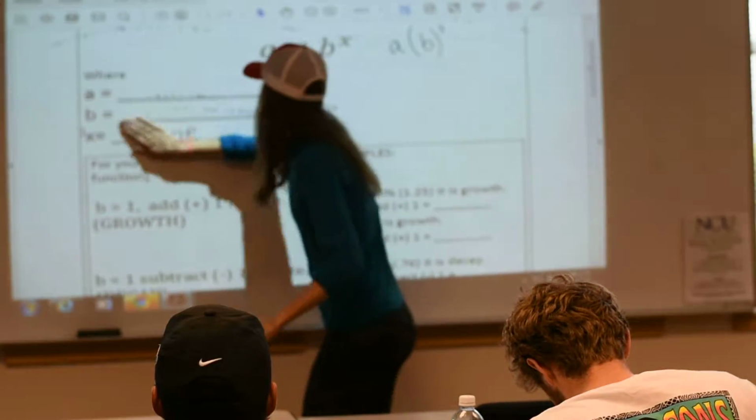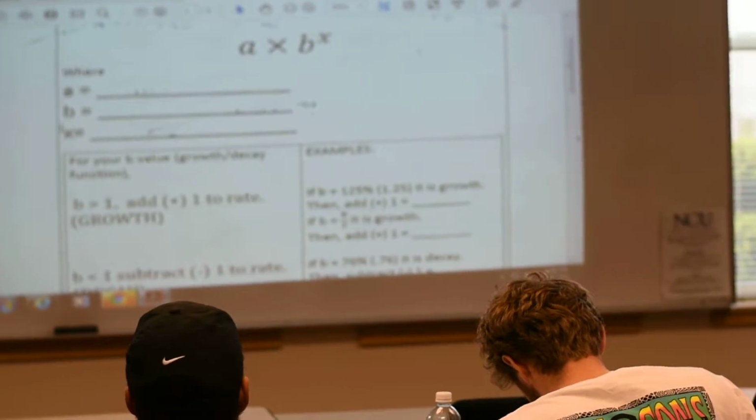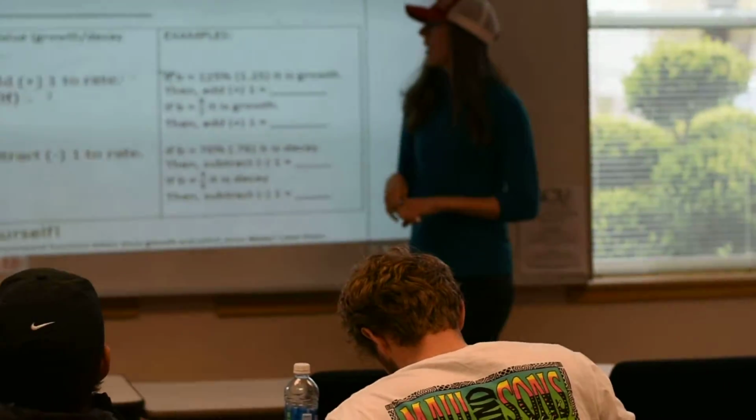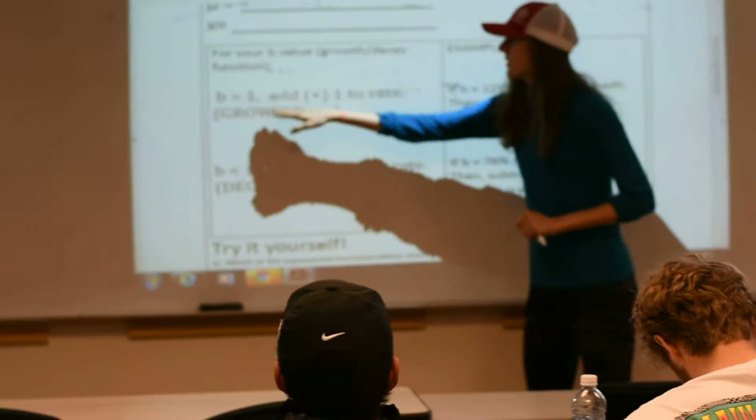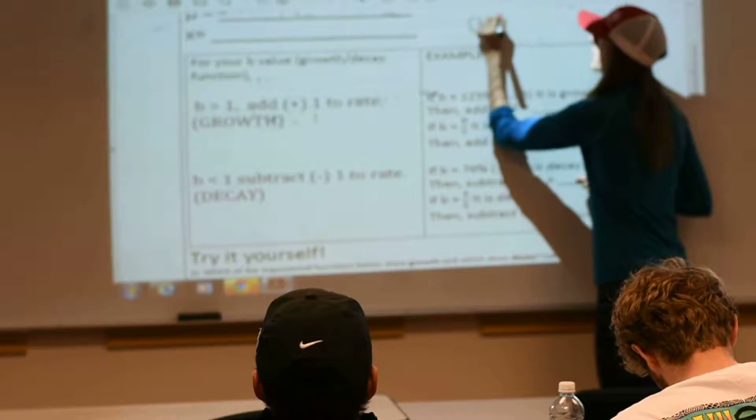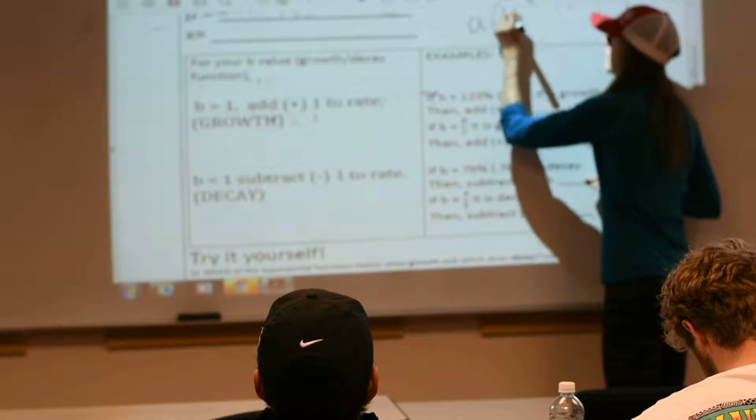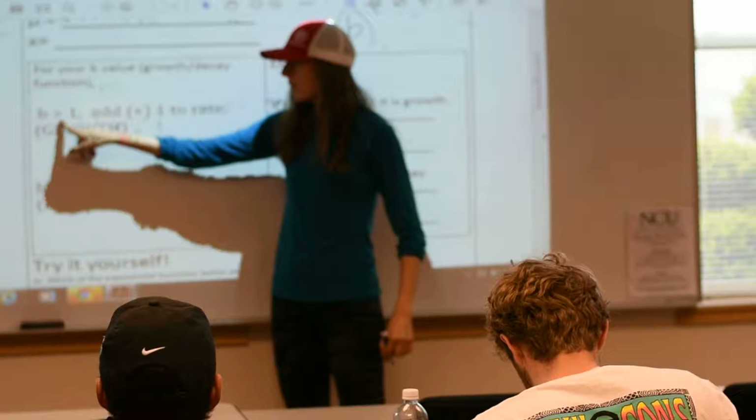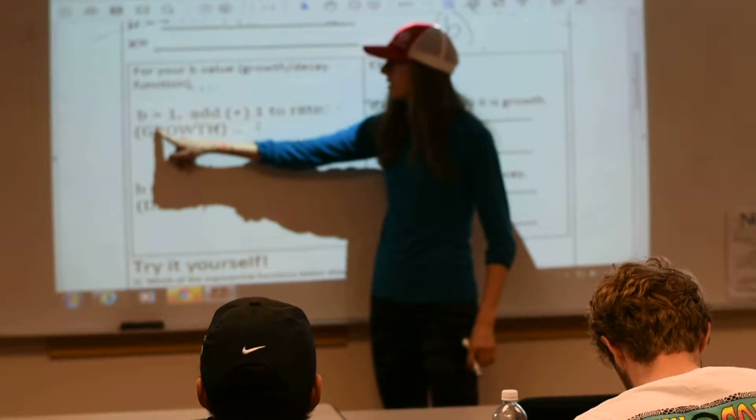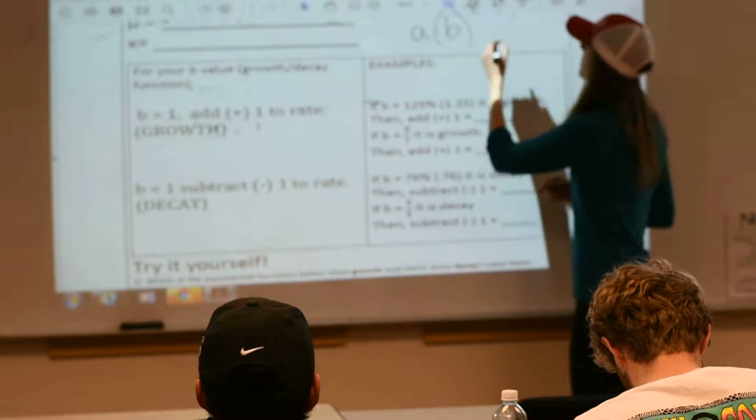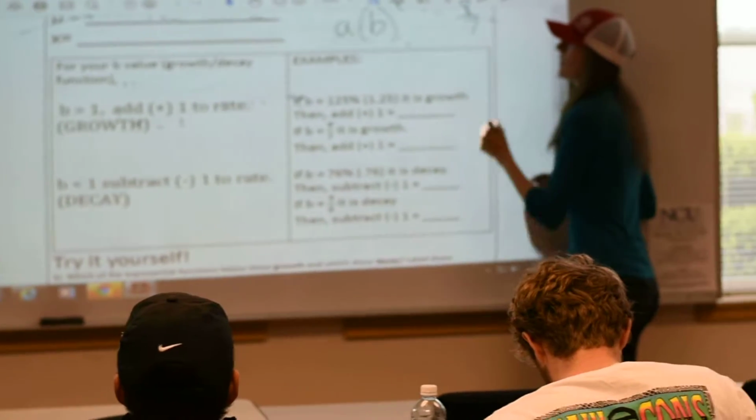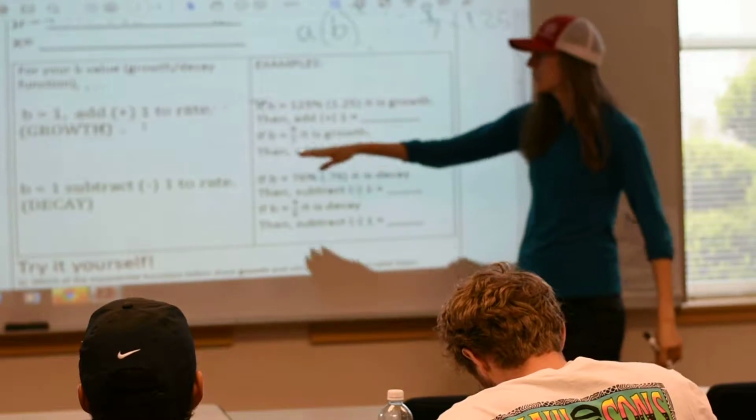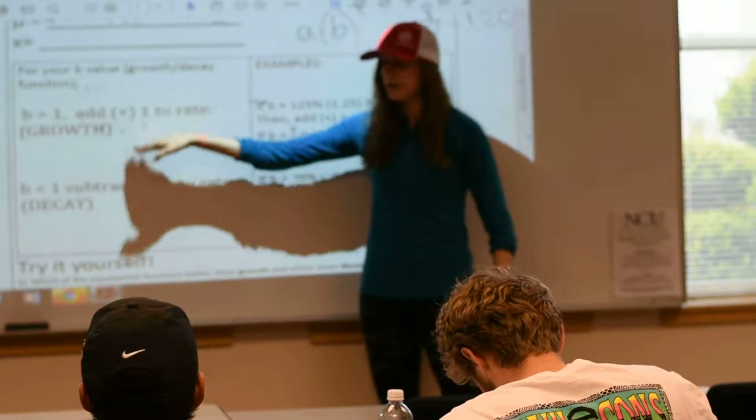So going down here, and again, this will be on the doc cam, the other thing to remember with exponential functions now is our b is our base. So if we have a times b to the x, if our b is greater than 1, remember we saw this greater than less than symbol before. If it's bigger than 1, so if it's something like 8 over 7, 1.25, anything like that, if it's greater than, we're going to add 1 to our rate.